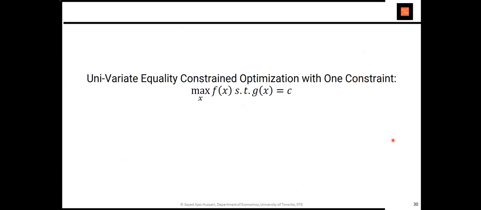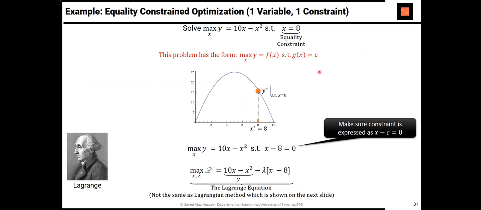We now go to a single variable equality constraint problem. Here's a simple example. You're asked to choose the value of x that maximizes the value of y, but you're told that x must be equal to 8. Here's the graph. Find the highest place on this mountain where x is equal to 8.